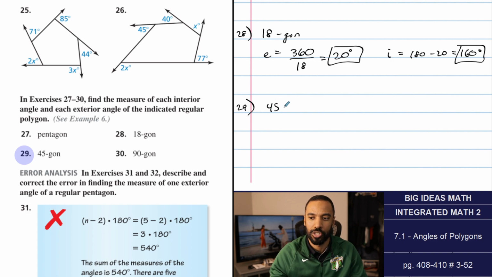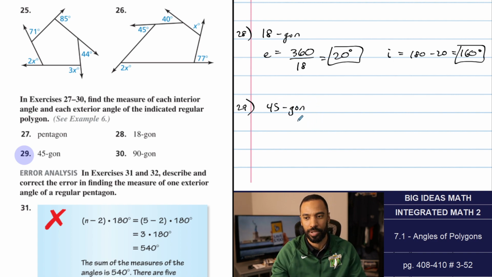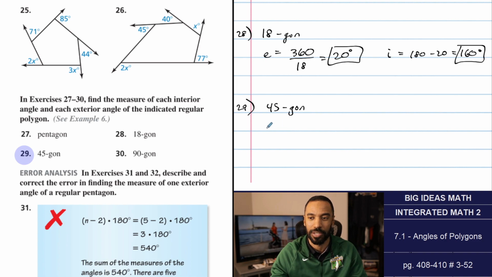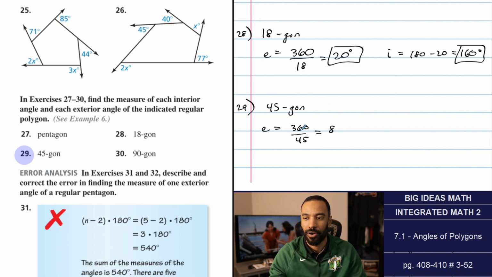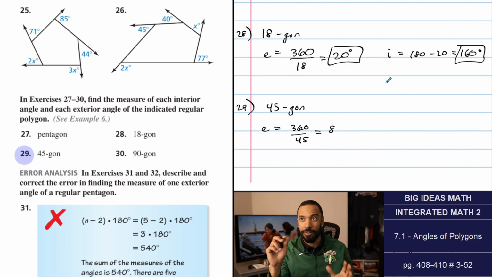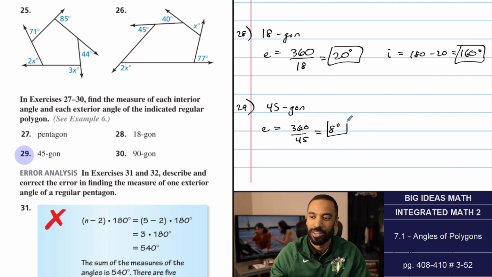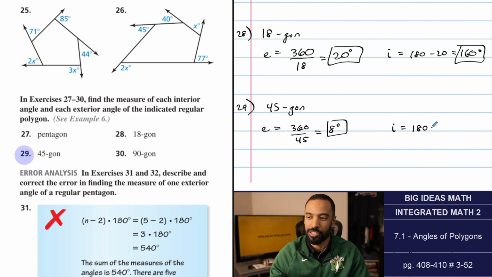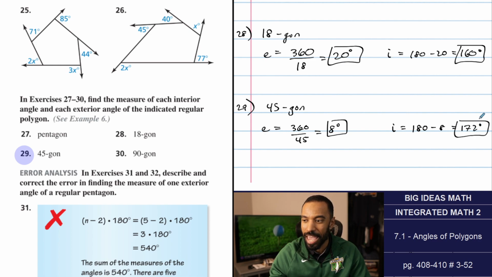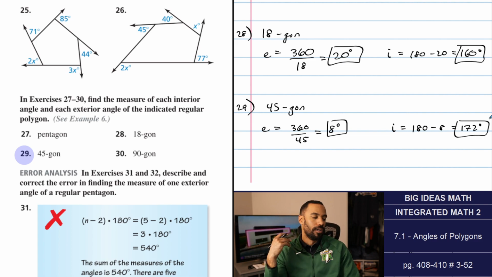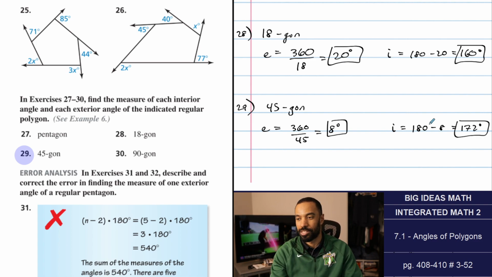45 gon. Listen, I'm going to do this as long as I know the division with 360, and I know this division with 360. Exterior angle measure is 360 over 45, which is 8. Remember, this is a 45-sided shape. The exterior angle measures are tiny. This is 8 degrees here. So the interior angle measures of any of these is the supplementary angle pair with this, and this is 172 degrees. These are big angles in the interior this way. Yeah, that's what it is.